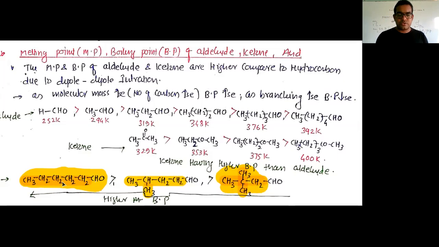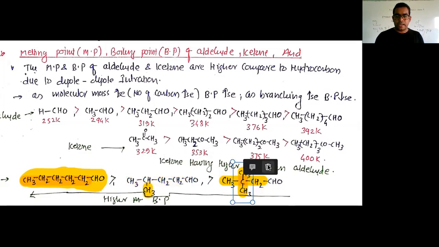यहाँ पे देखो branch increase हो रहा है. यहाँ 5 carbon, यहाँ पे 1 branching, यहाँ 2 branching. So as branch for isomeric, ऐसे नहीं ले सकते. For isomeric aldehyde and ketone, as branching increases, melting and boiling point decreases. So this is all regarding melting and boiling point of aldehyde and ketones. I hope you can understand the melting and boiling point of aldehyde and ketones.